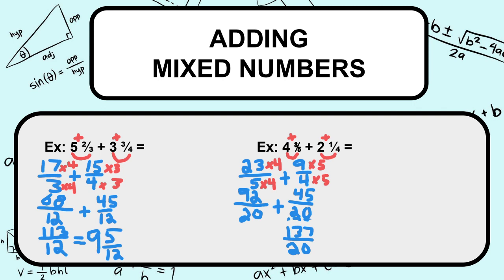137. All right, now we have to divide 137 by 20. I know 7 times 20 is 140. That's a little too much, so I have to go down 1. So that would be 6. And then I have 17 left over. 6 and 17/20. And that fraction cannot be simplified anymore, so that's where our answer is.